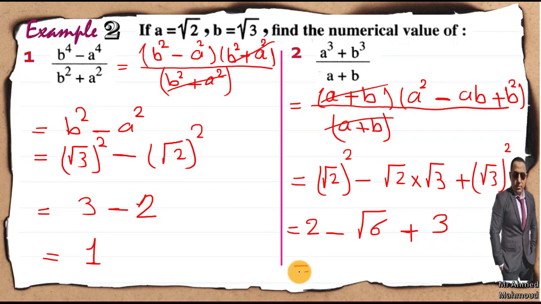Now, I can't subtract 2 minus root 6 because they are unlike terms, but I can add 2 and 2 plus 3 equals 5, and write down negative root 6 like this, and this is the final answer. You can check by the calculator.